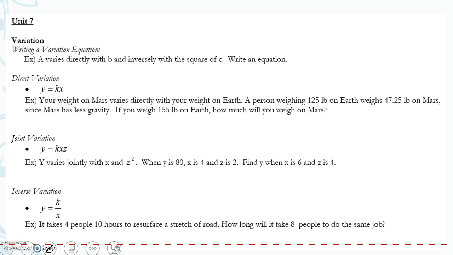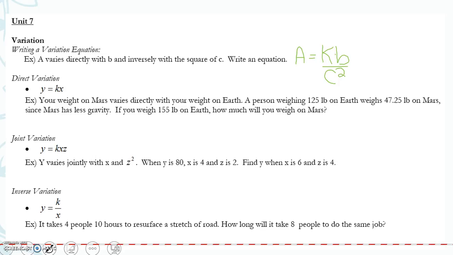So if in the first example it says A varies directly with B and inversely with the square of C to write an equation, whatever variable it mentions first, that's what you set it equal to. So it would be A equals, and then you always have to have a K. If it varies directly, that means it'll be multiplied. So it varies directly with B, so that means the K will be multiplied by B. And if it says inversely, that means the K is divided by whatever it's varying inversely with. So that means this is also divided by the square of C. So that would be the answer that it's looking for, is that equation, and so you just have to pick that answer choice.